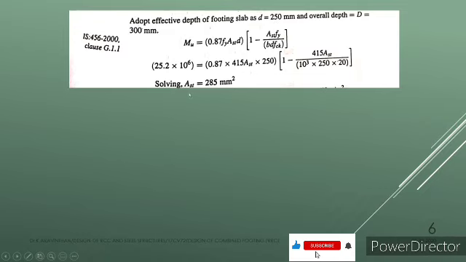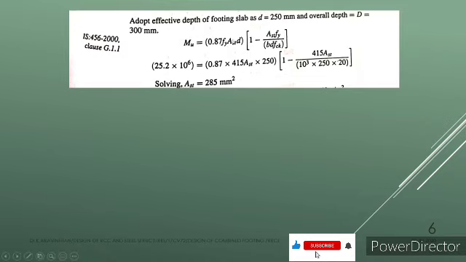How much area of steel is required for the footing? So we will be using Mu equal to 0.87 Fy Ast d (1 minus Ast Fy divided by fck b d). Here we got the moment as 25.2 into 10 power 6. Why this 10 power 6? We are substituting everything in terms of Newton per mm square or Newton mm.